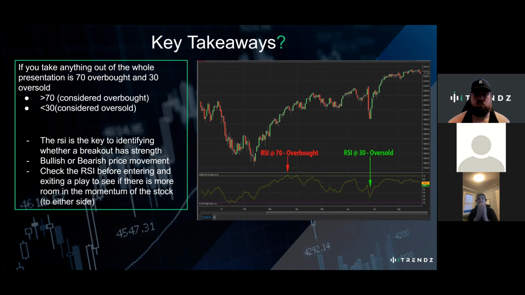With that being said, this is the RSI indicator review.